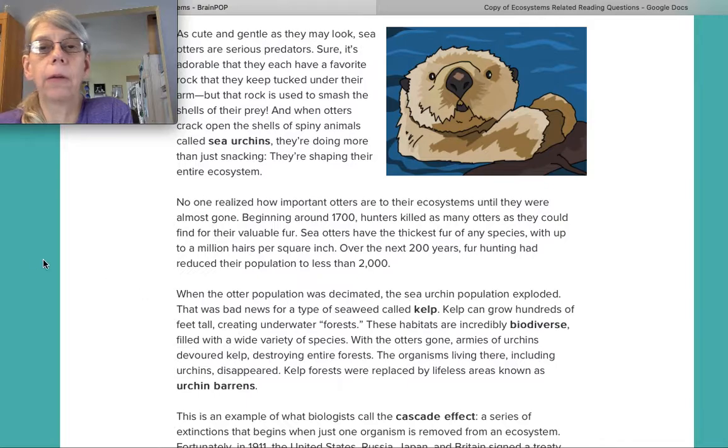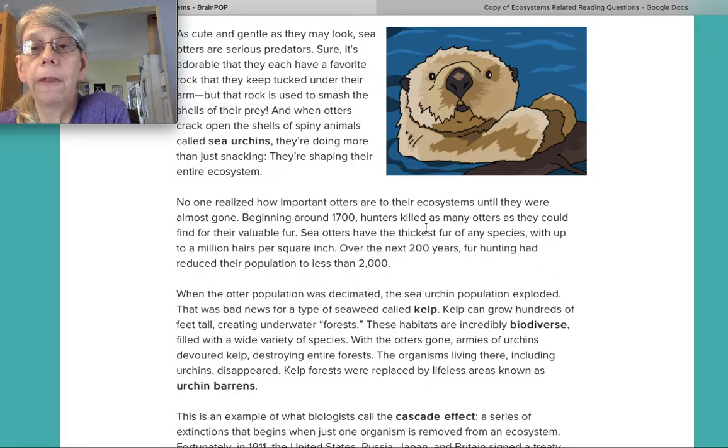No one realized how important otters are to their ecosystems until they were almost gone. Beginning around 1700, hunters killed as many otters as they could find for their valuable fur. All right, here are humans stepping into an ecosystem and changing things. And this choice, like any choice, has consequences. We're about to find out what.